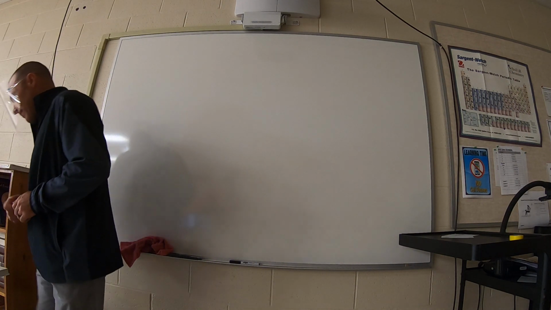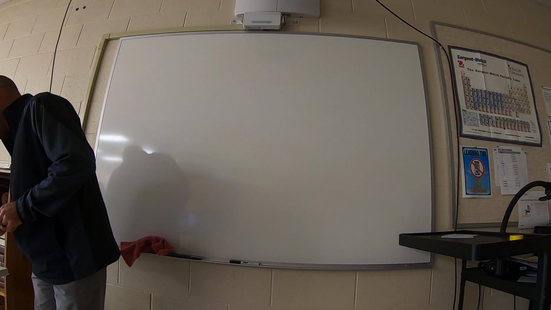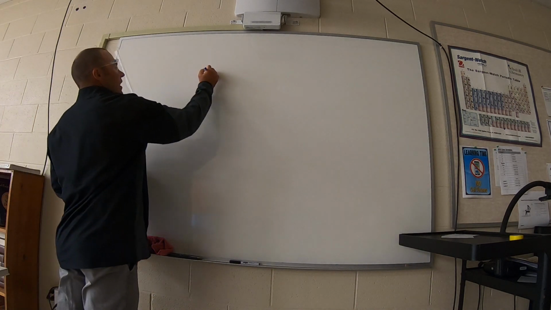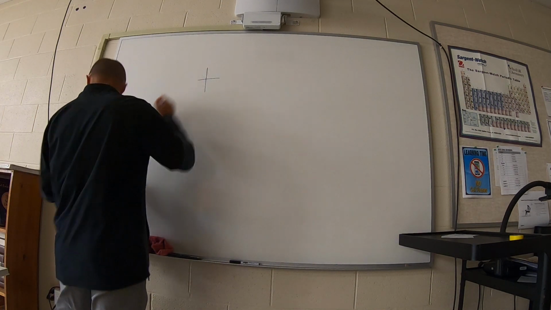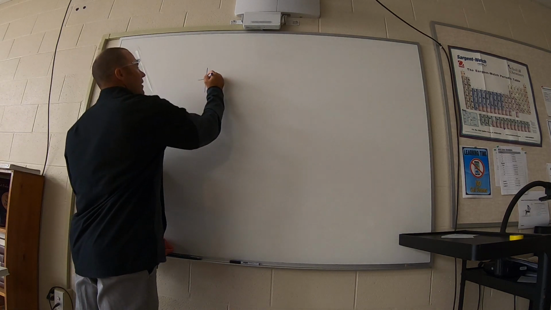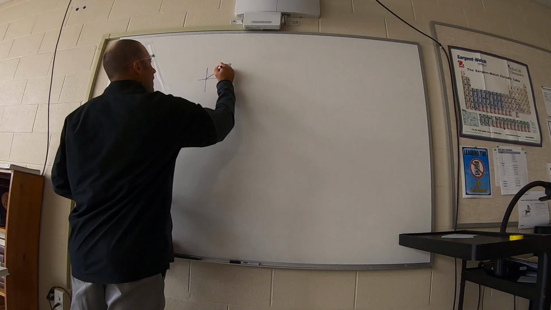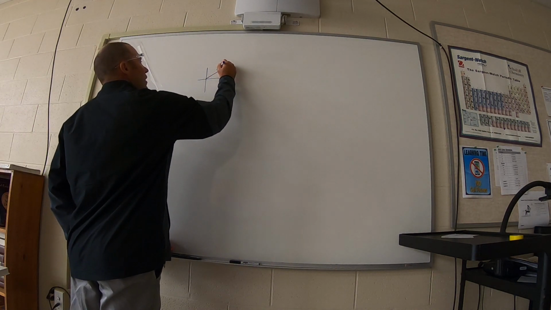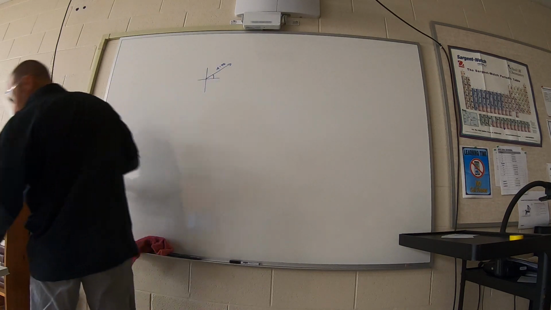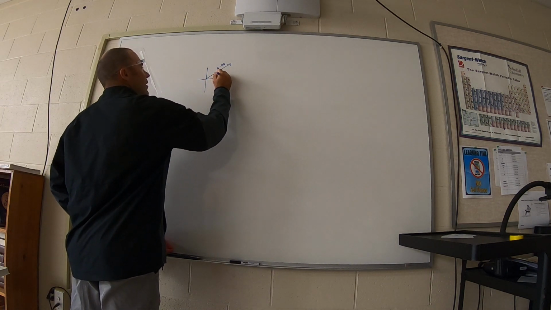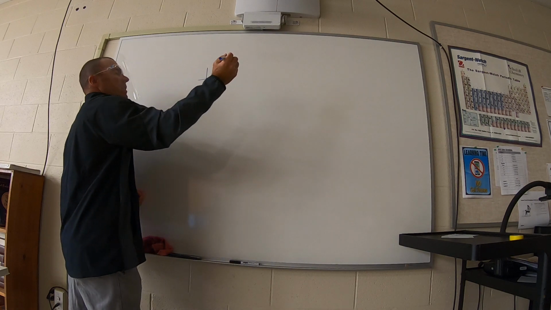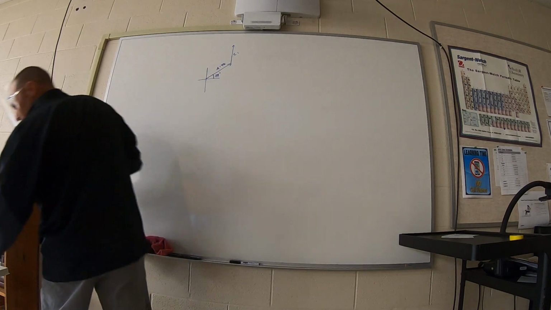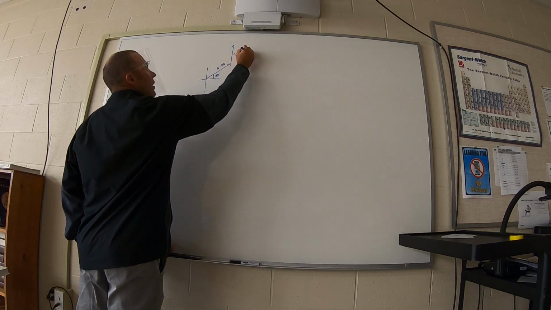So let me draw the picture for number 11. It says determine the vector A minus C. So A looks like this. And let's see, that's 44 at 28 degrees. And minus C, instead of going down, would go up. So that's C, which is equal to 31.